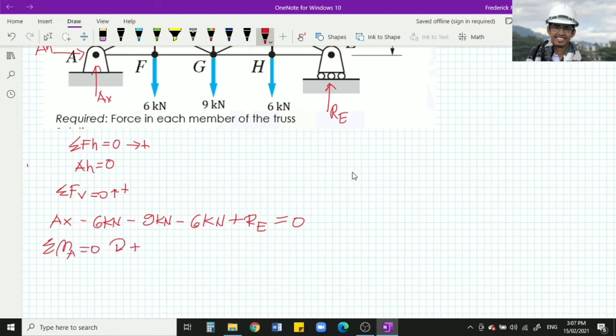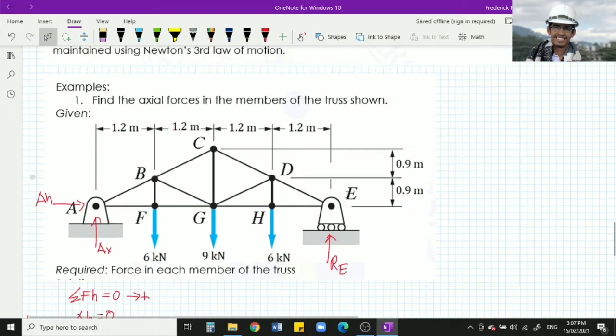Clockwise positive, always. So, ano yung mga mag-moment sa A natin? Yung mag-moment sa A natin will be yung 6 kilonewton. So, that will be 6 times... ano yung distance natin? That will be 1.2 meters.